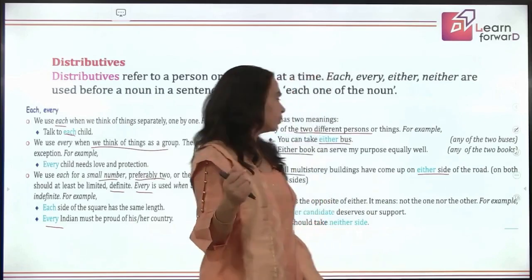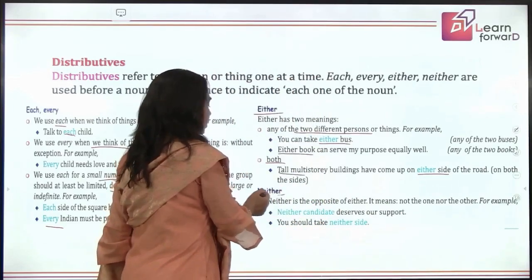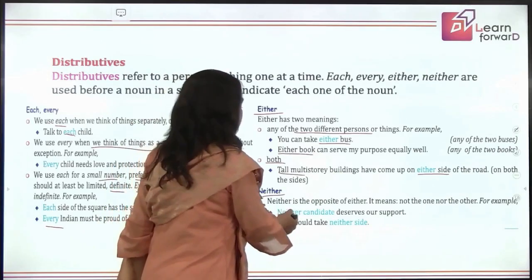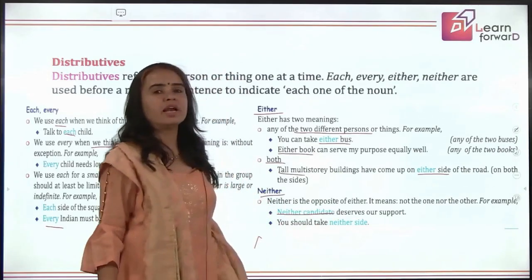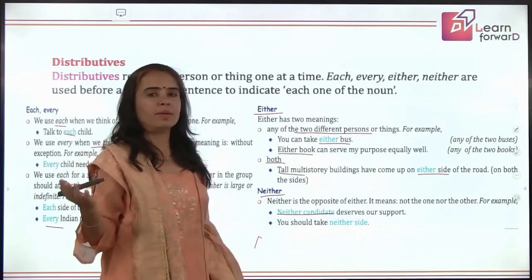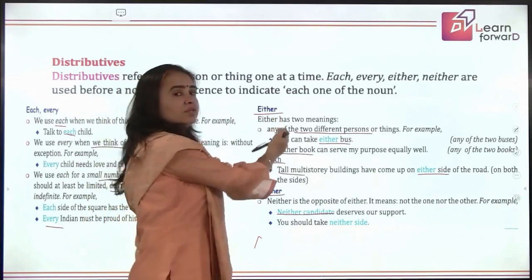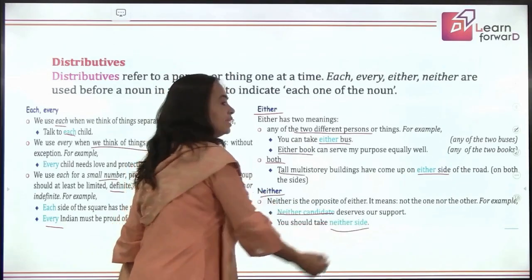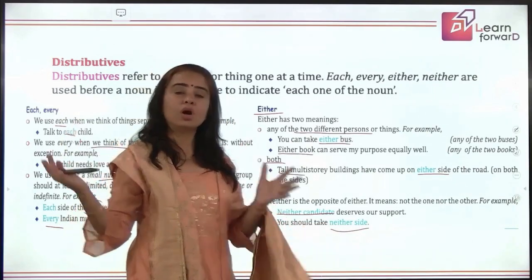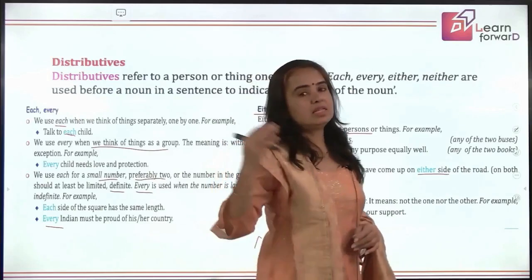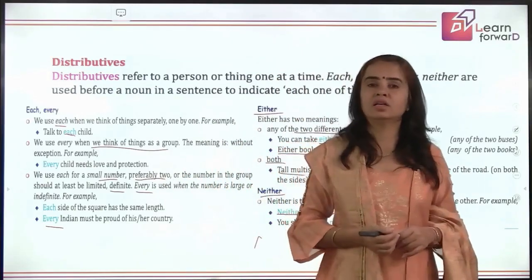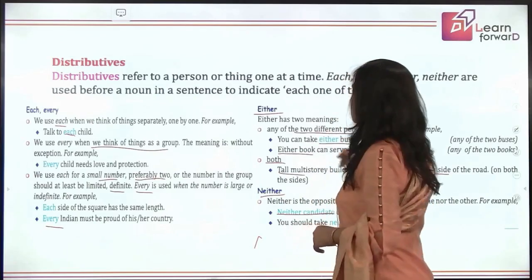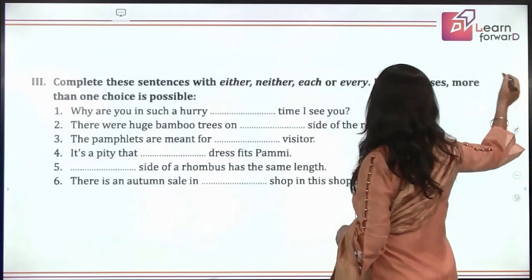Fine. Coming to next is neither, and it is just the opposite of either. Neither candidate deserves our support. That means none of them, right? So here it is any of the two, there it is none of them. And we should take neither side. That means not any of them. Neither this nor the other one. So neither is just the opposite in meaning and usage to either. I hope that was easy.